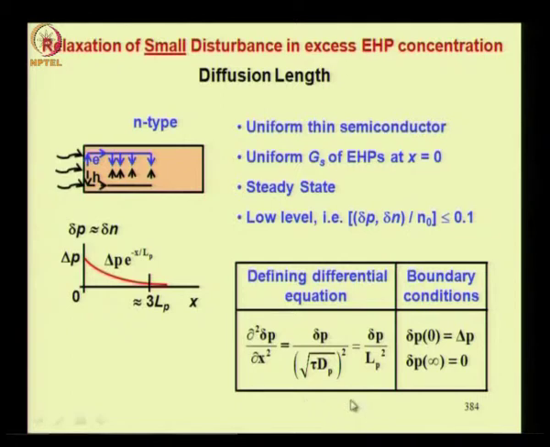The defining equation or differential equation for the diffusion length is shown here. It is a second order differential equation in space and there are 2 boundary conditions because it is a second order differential equation. One boundary condition on excess carrier concentration at x equal to 0 and another one at x very long or infinity.